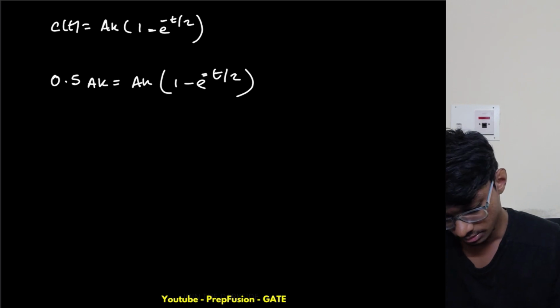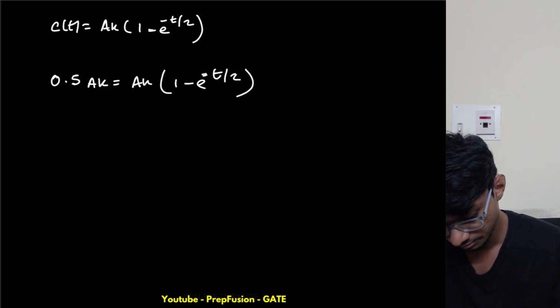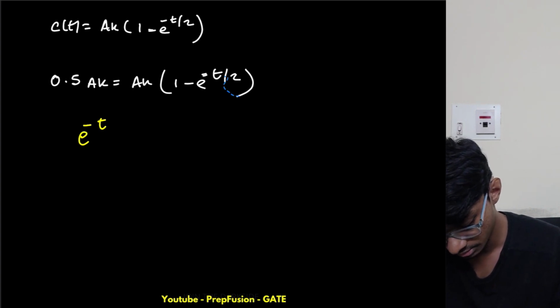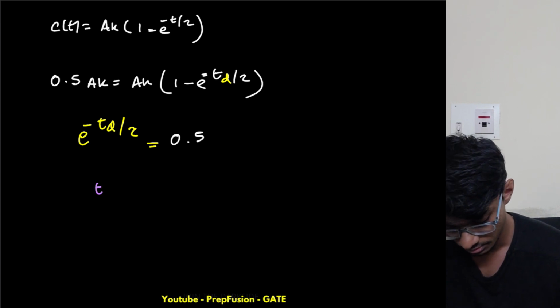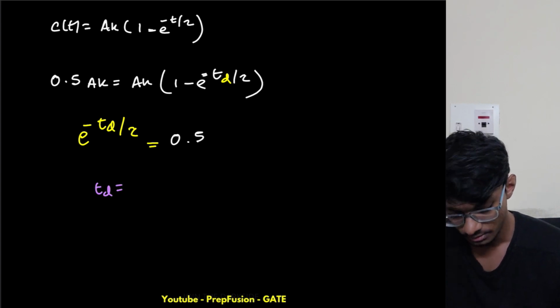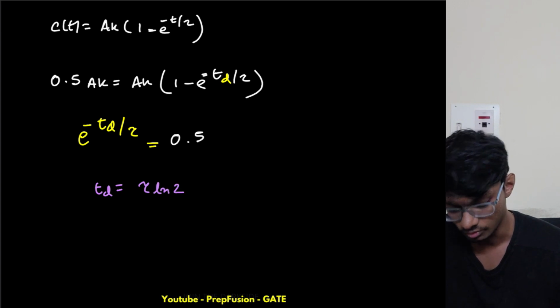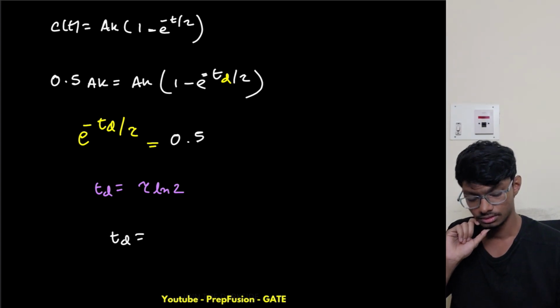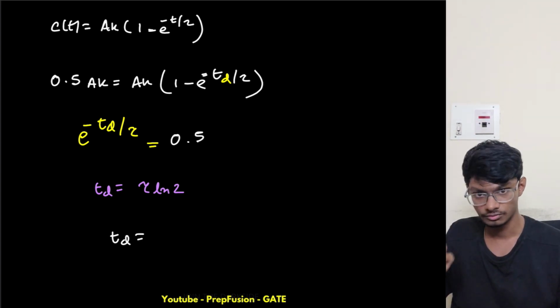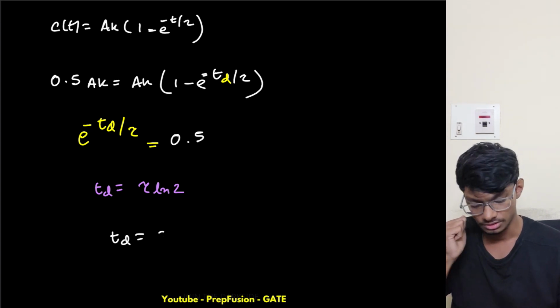Okay, so this will become e raised to power minus td upon tau equals 0.5. So my td equals simply tau ln2. Okay, td is equal to tau ln2. Now what is ln2? You check it in a calculator, it will come out to be something around 0.693. So this will be 0.693.